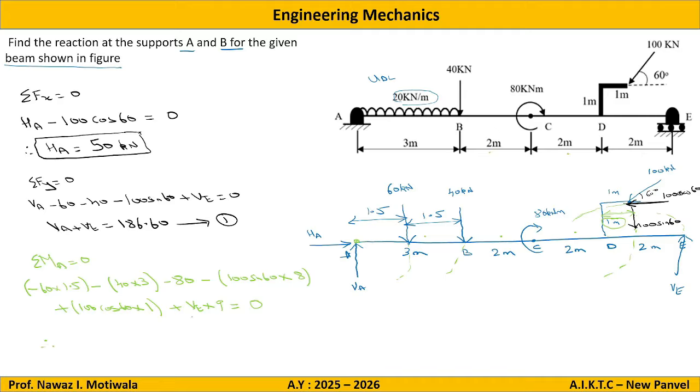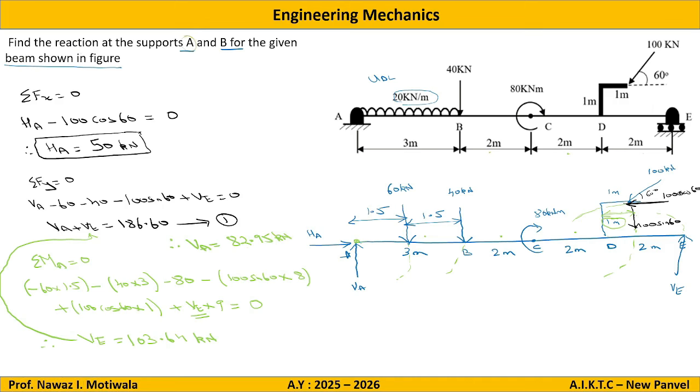So you can see that there is only one unknown in this particular equation, that is VE. On solving, we will get the answer for VE as 103.64 kilonewtons. And once we have VE, put this value of VE in the earlier equation to get the answer for VA. So I am getting VA as 82.95 kilonewton. Most of the students leave the answer here, but if you see the question, it says find reactions at supports A and B.